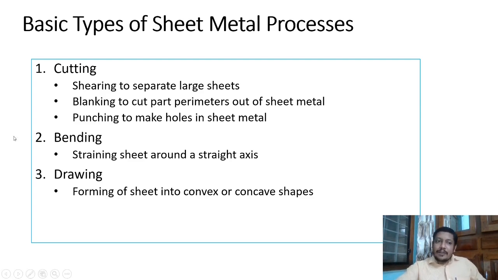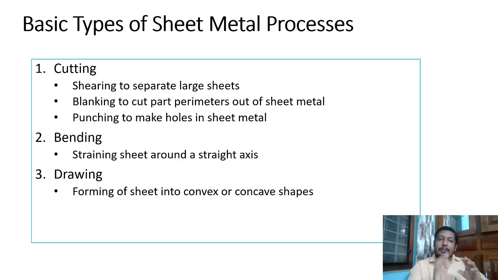The next set of operations which you can perform on the sheet metal is called bending. Bending of sheets can be done at a perfect 90-degree angle, or you can have a V shape. There are specific types of dies and press combinations that you will be using for bending operation.